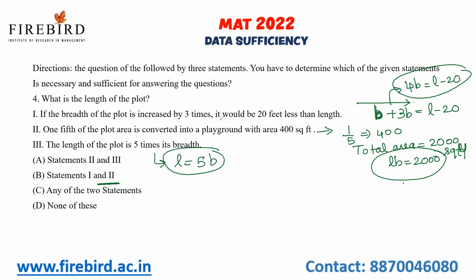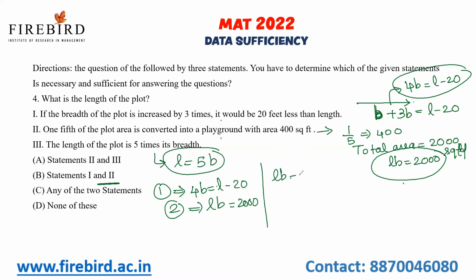See, if I take the first statement, 4B is equal to L minus 20, and the second equation, LB is equal to 2000, if you solve this also, you can get the value of length and breadth. And if you solve the second and third equations, easily you'll get the answer. And if you solve the third equation and first equation also, you'll get the same answer. So any of these two statements is possible, it should be your answer. If you solve any of these two statements, you'll get the answer easily.